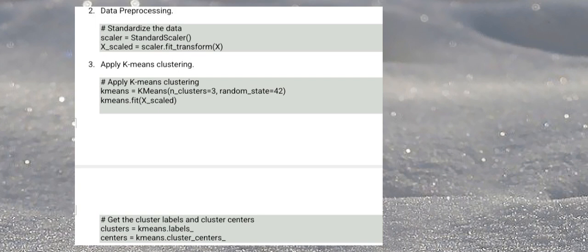Get cluster labels and cluster centers. clusters equals kmeans.labels_. After fitting, the labels_ attribute of the k-means object contains the cluster assignment for each data point in X_scaled. centers equals kmeans.cluster_centers_. The cluster_centers_ attribute contains the coordinates of the centroids, the mean vectors, for each of the 3 clusters. These represent the center of each cluster in the feature space.